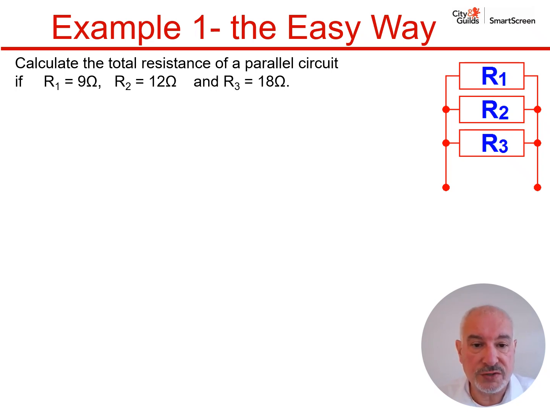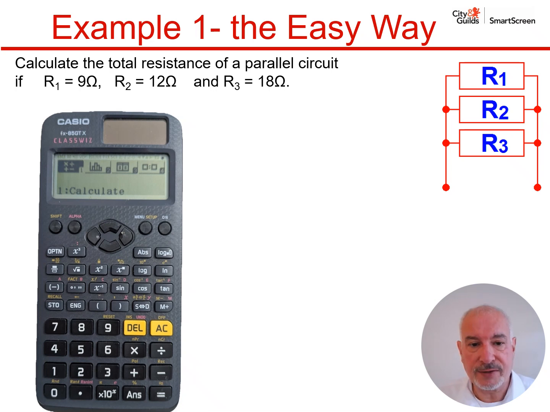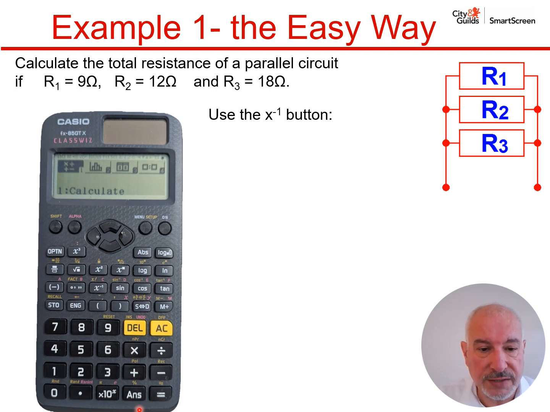And so the values 9, 12 and 18 ohms are the same. So we're going to add them by using a particular button on the calculator called the X-1 button. On this calculator it's that button there in the middle of that row, X-1. And what that button does is it puts into the calculator the reciprocal of the number we enter. So that's doing what we want. We want to add the reciprocals, and that's the shortcut way of doing it.